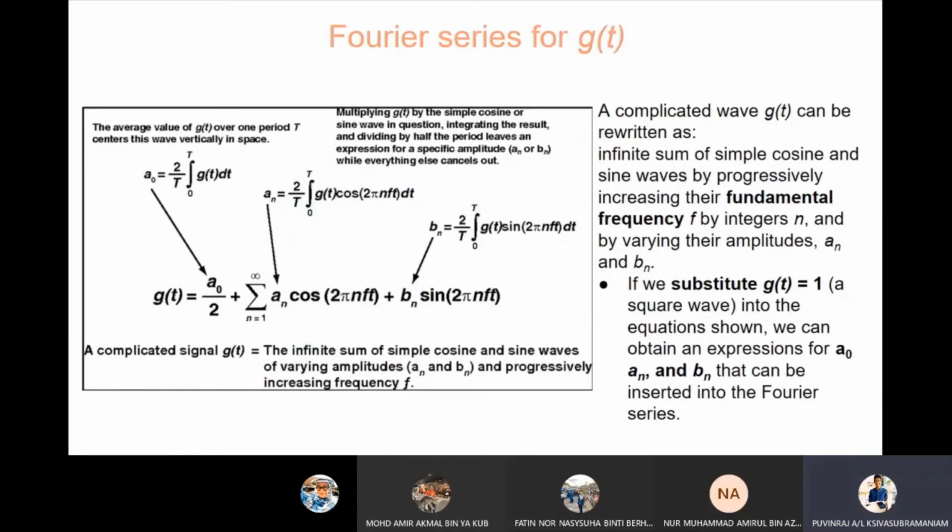Next, Fourier transform of g(t). It can be rewritten as an infinite sum of simple cosine and sine waves by progressively increasing their fundamental frequency by integers and by varying their amplitudes a_n and b_n. But assume we substitute g(t) equals 1 and obtain the answer.